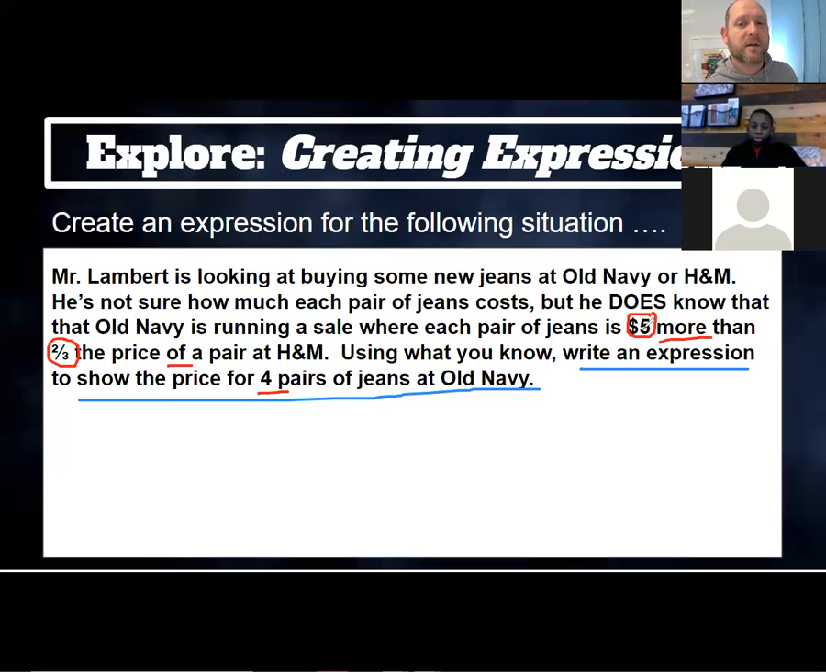And if I can find out my price per pair, then I got to do 4 of those. I like it. 5 more would be what? Addition. And I know I got 2/3 of, so it's going to be 2/3 times something. But what's it times? Do we know? The pair of jeans, which is 4. Well, I know I need 4 pairs of jeans, so eventually I got to do 4. There's still something I'm missing though, because I don't have anything in my slot here, my empty spot.